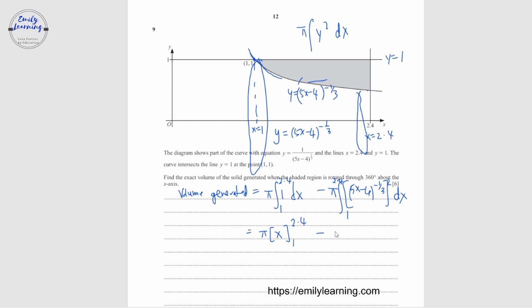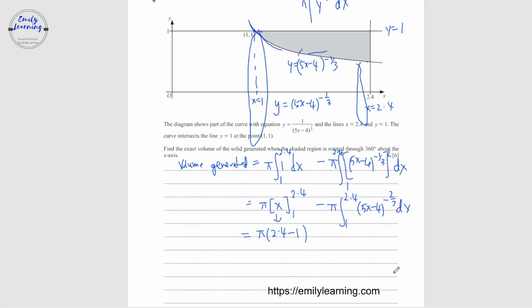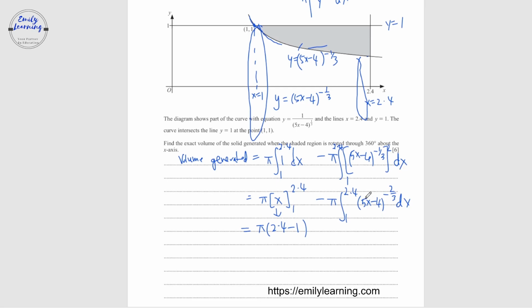This one, let's not integrate it yet. We will simplify it. So (5x − 4) to the power of minus 1/3, and you square it, is basically (5x − 4) to the power of negative 2/3. This one will be rewritten as this. So now we can integrate this, right? Integration of (5x − 4) to the power of minus 2/3.